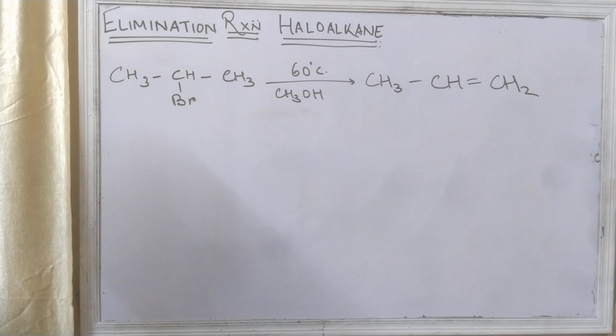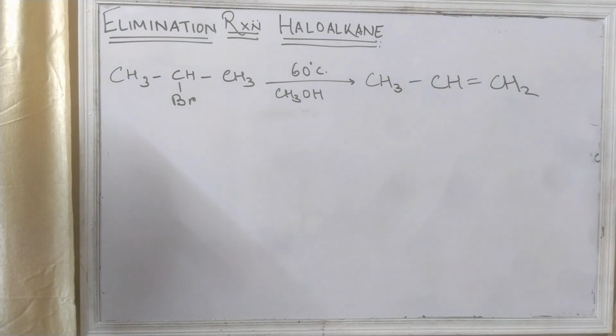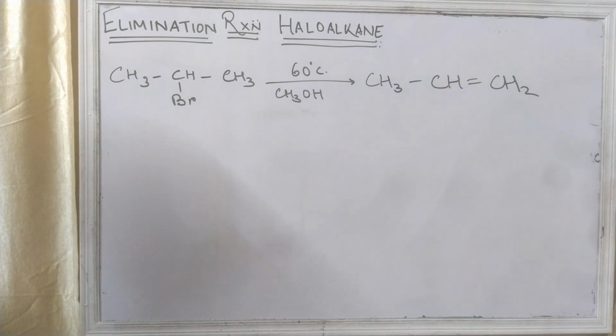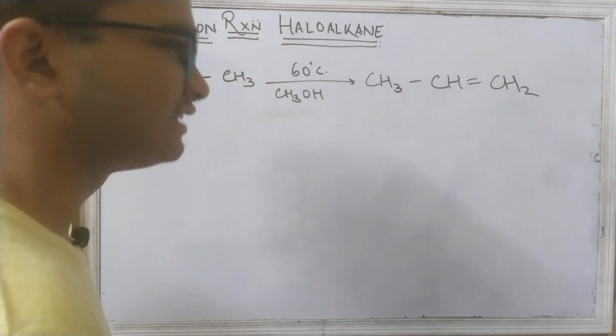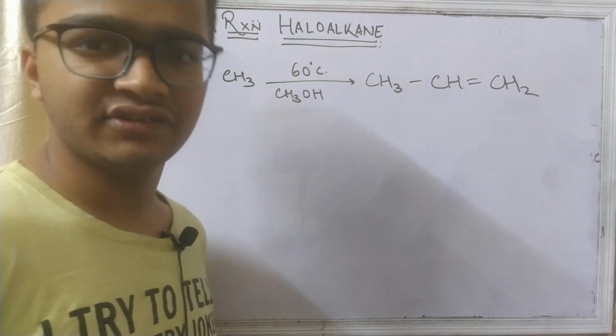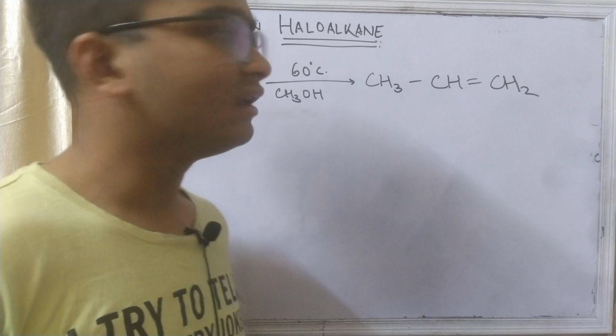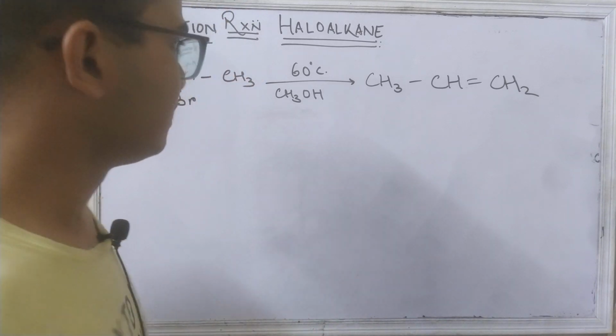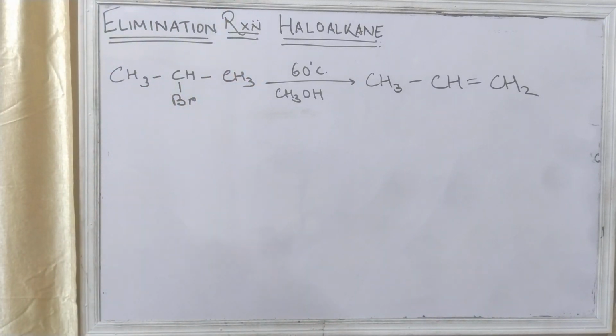So when you perform elimination reaction with your alkyl halide with a weak nucleophile like CH3OH at 60 degrees centigrade, you get an alkene, like propene in this case. But this was the case when we have the alkyl halide which is symmetric from either end.